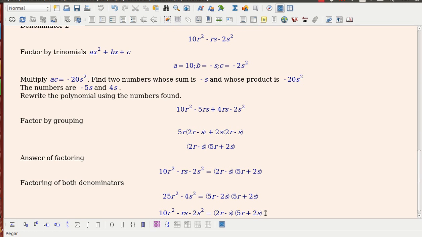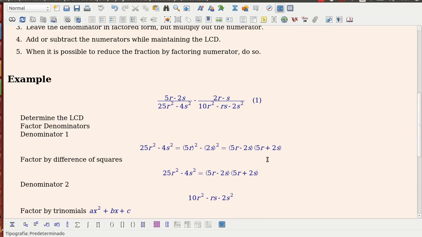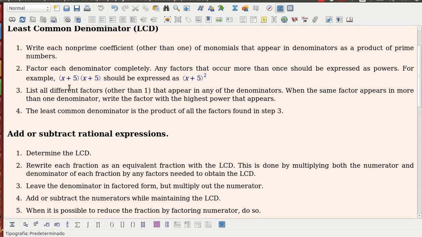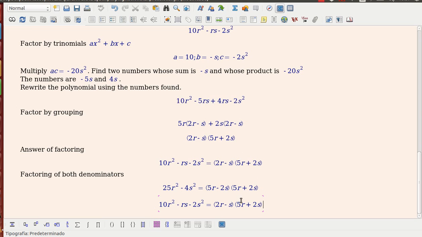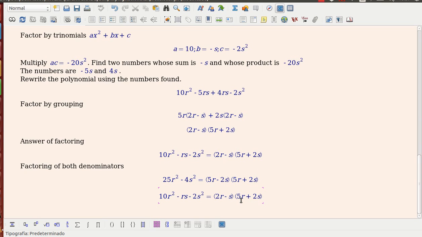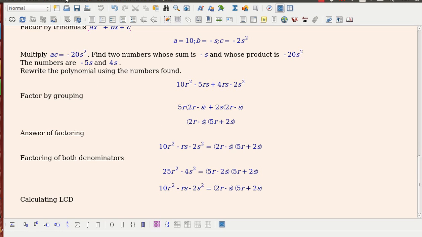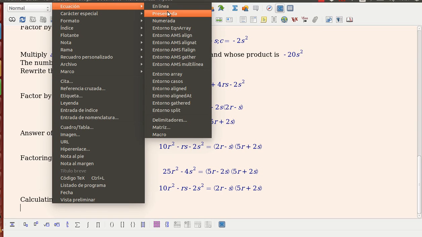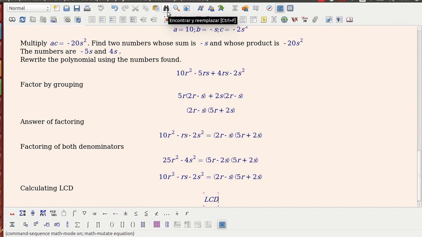Okay, we have both denominators and the factoring. Next step: list all different factors that appear in any of the denominators. So we're calculating the LCD. LCD equals list different factors.